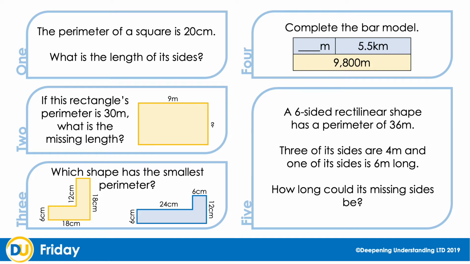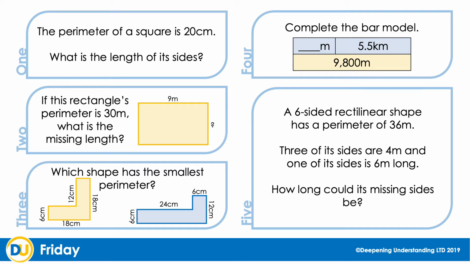Number 4, complete the bar model. So many metres and 5.5 kilometres equals 9,800 metres. I would turn the 5.5 kilometres into metres. How many metres are in 1 kilometre? So how many in 5 and how many in 0.5? Add them together and then how do you find the missing number?